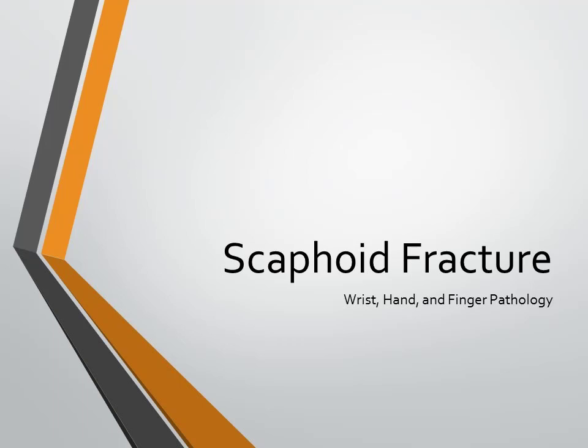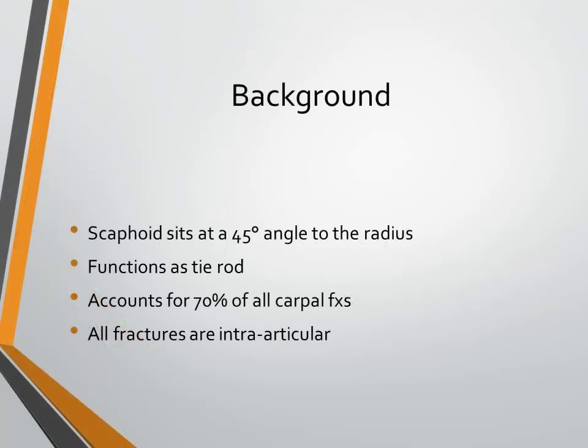The scaphoid is the most commonly fractured bone of the wrist. The bone itself sits at a 45-degree angle to the radius. It functions as a tie rod of the hand to the forearm at the radius itself. 80% of the bone is covered by articular cartilage, and there are no tendinous attachments there. However, there is very strong ligamentous support.